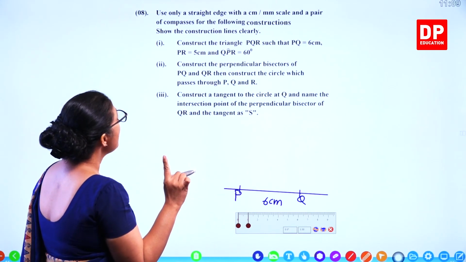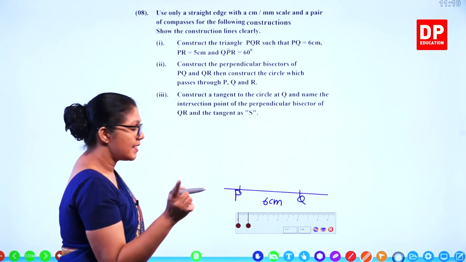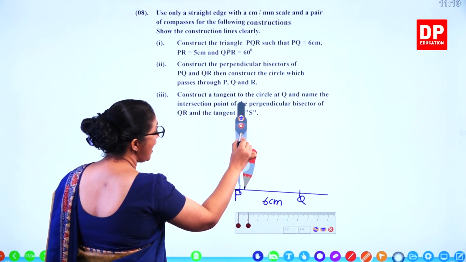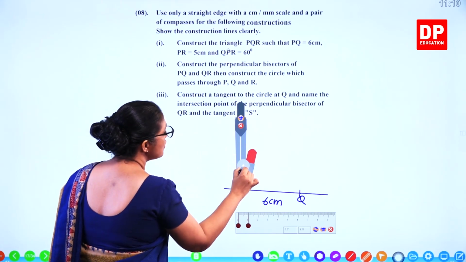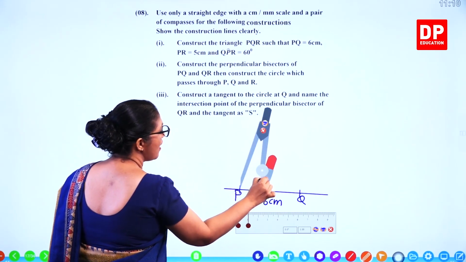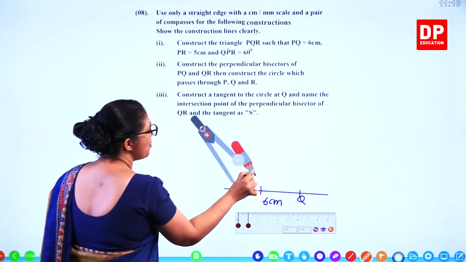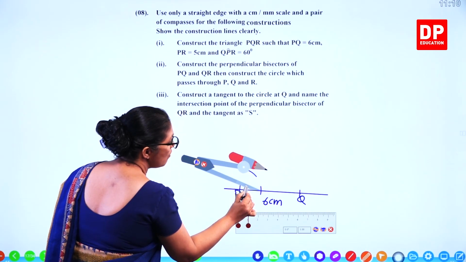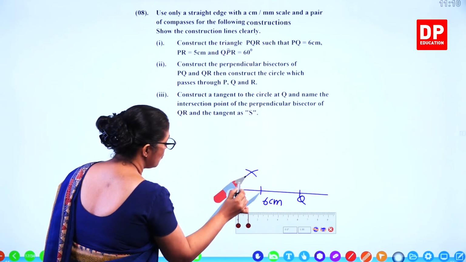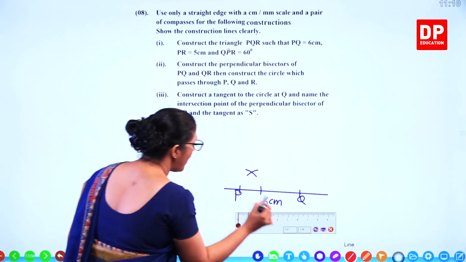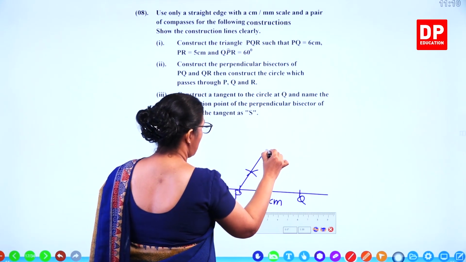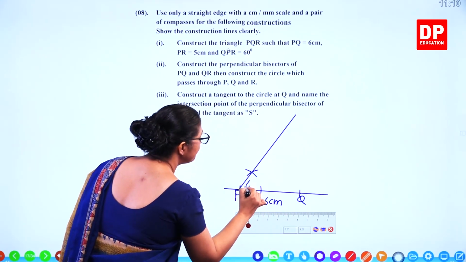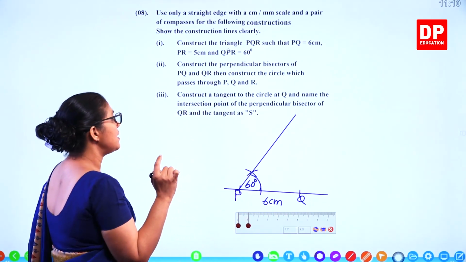Now angle QPR, the angle at P, is 60 degrees. So take the compass and construct a 60 degree angle at P. Take any distance, draw an arc, an arc in the middle, and then again take the same distance and draw the other arc. So we found the intersecting point. Connect that intersecting point with P. That's the 60 degree angle. Now we did that.